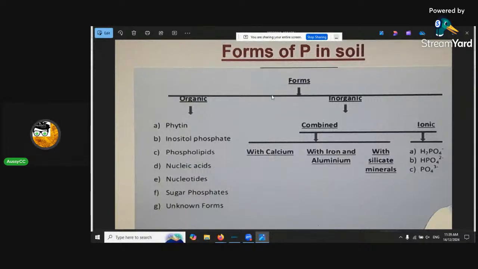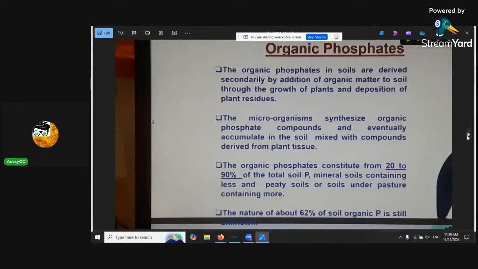Forms of phosphorus in the soil. Not really going to go into great detail here, because as you can see, it's probably quite confusing for you. And if it's not, I'm sorry, I'm not going to go through it.